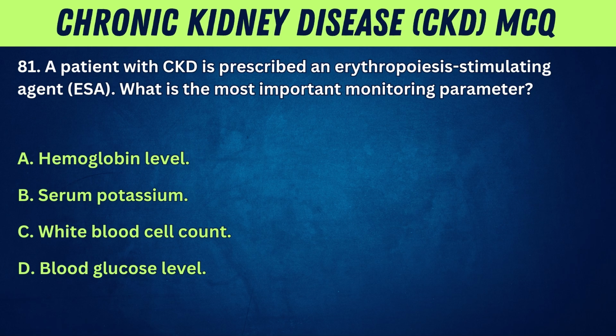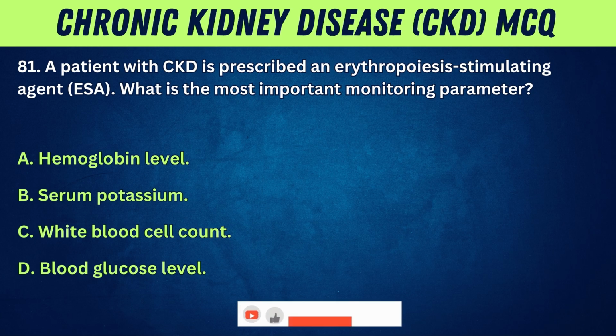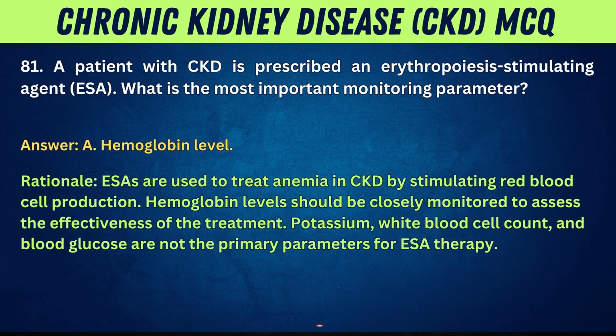81. A patient with CKD is prescribed an erythropoiesis-stimulating agent, ESA. What is the most important monitoring parameter? A. Hemoglobin level. B. Serum potassium. C. White blood cell count. D. Blood glucose level. Answer: A. Hemoglobin level. Rationale: ESAs are used to treat anemia in CKD by stimulating red blood cell production.